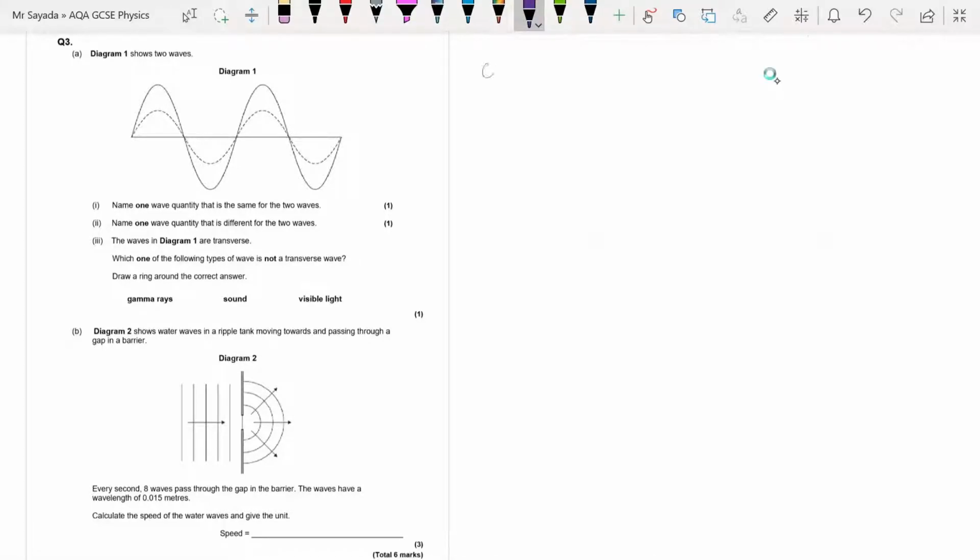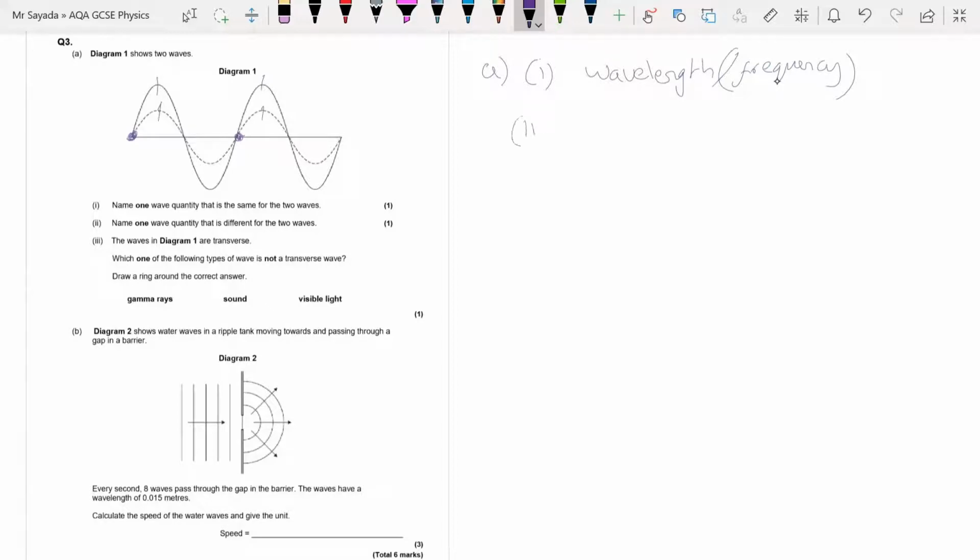So one quantity that's the same for both waves, well, they both have the same wavelength, which also means they both have the same frequency, assuming that they have the same speed. Now, we don't know for sure that they have the same speed. We're not told that, so therefore the correct answer should just be wavelength. So I can see that because I can see that both repeat after the same amount of time. You can also see the distance from a peak to the peak is the same for both.